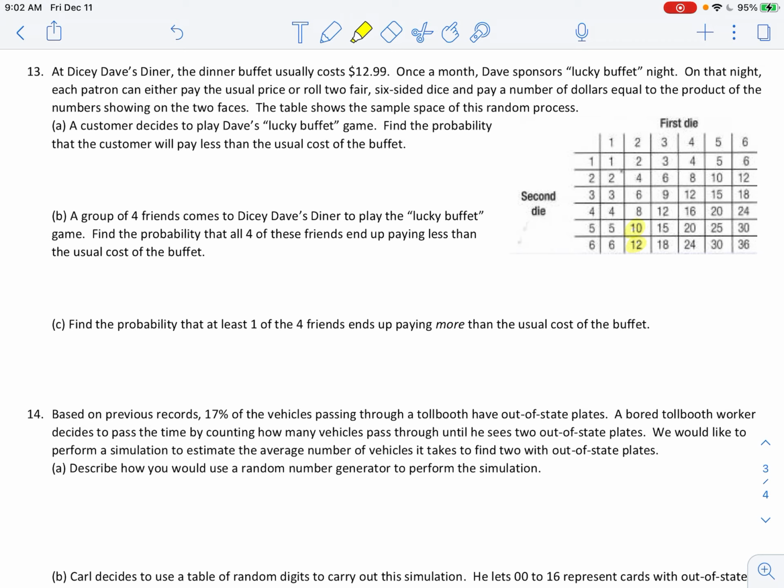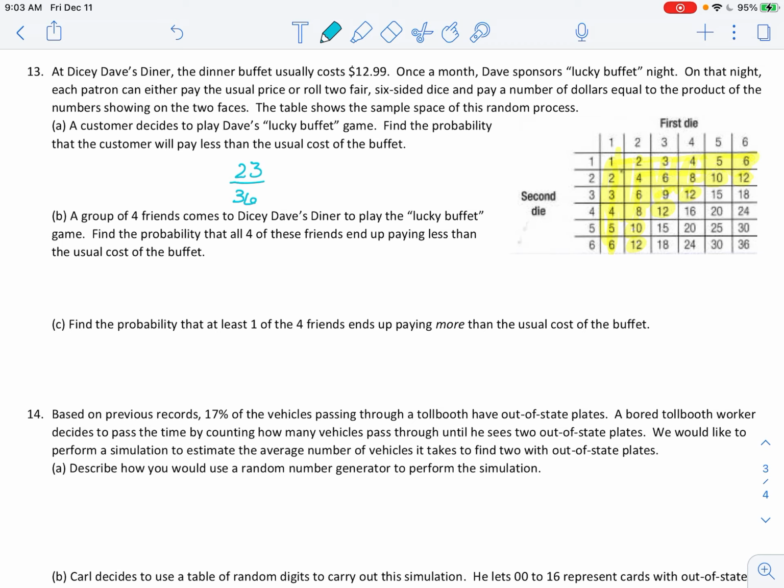So again, the buffet costs $13. The outcomes I see that are less than 13 are all of these. These are the times where, if the patron rolls those two dice and gets these results, they get a better deal than the original buffet. So of the 36 outcomes in that chart, how many are cheaper than $13? I could just count: 6, 12, 16, 17, 18, 19, 20, 21, 22, 23 of them.